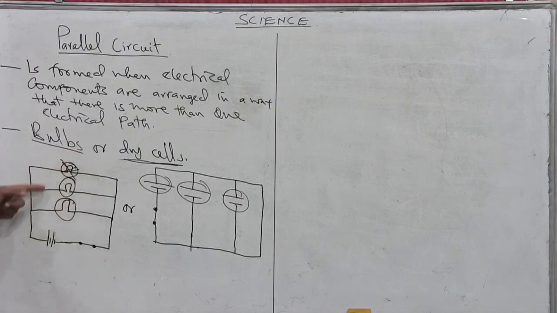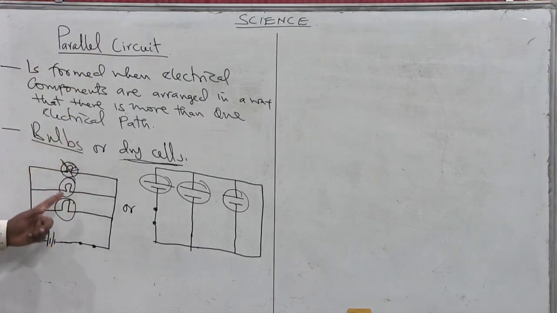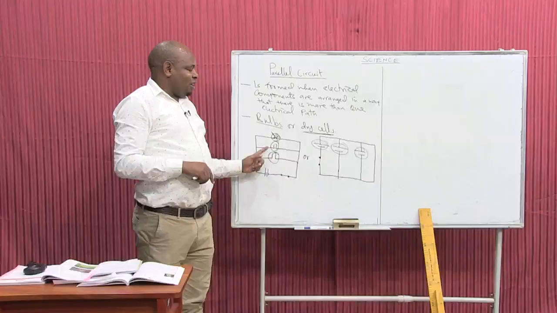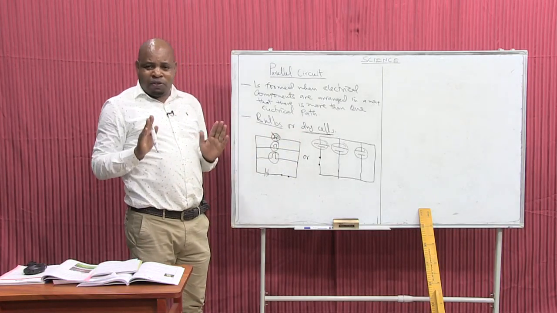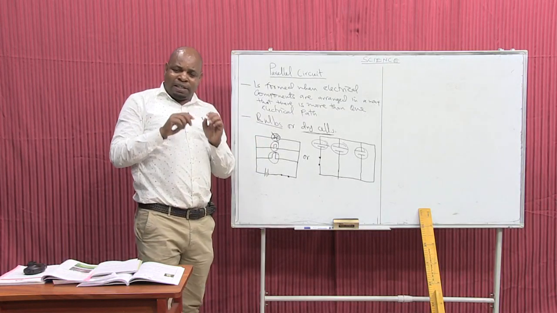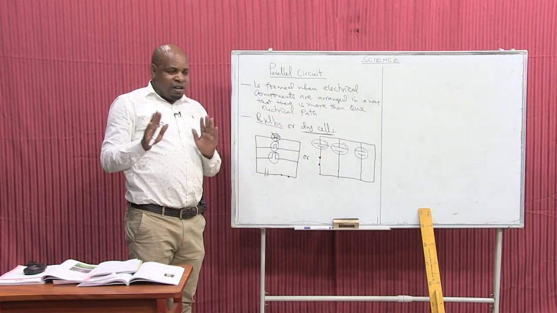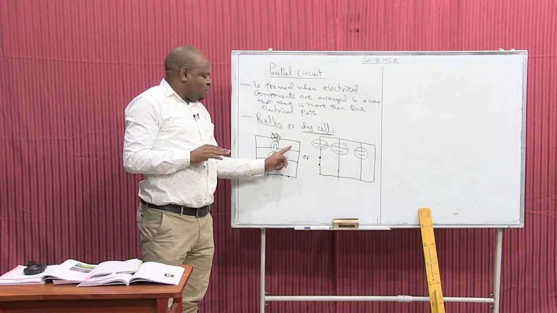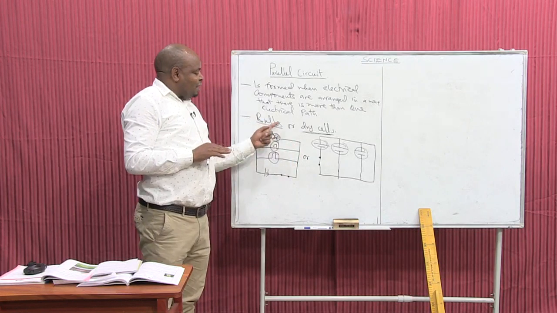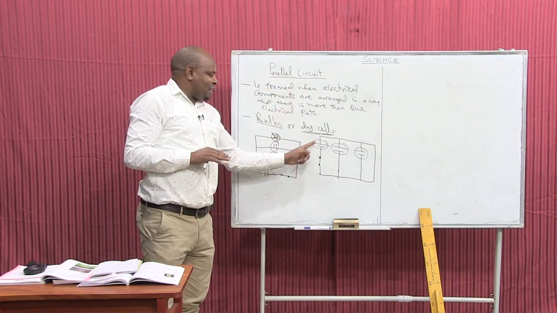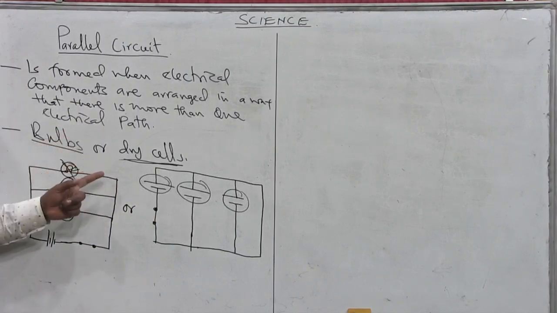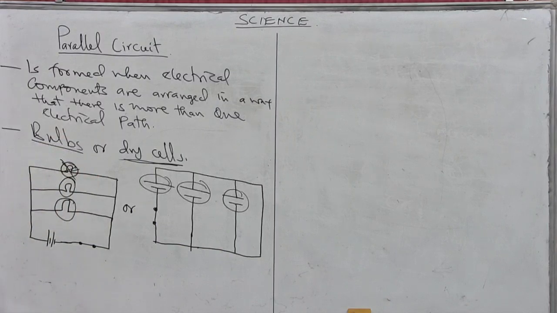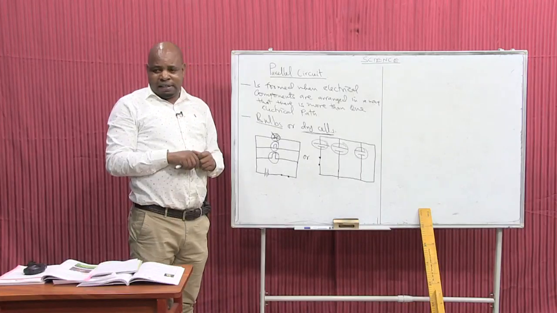Bulbs in a parallel circuit produce the same amount of light. Even if you have 6 bulbs here, they will produce the same amount of light. If you have 2, they will still produce the same amount of light. There will be no difference. So having a circuit where the bulbs are arranged in parallel, one of the circuits is having 6 bulbs and another one is having 2 bulbs. The brightness in the 2 circuits will be the same, which is different in series circuits.